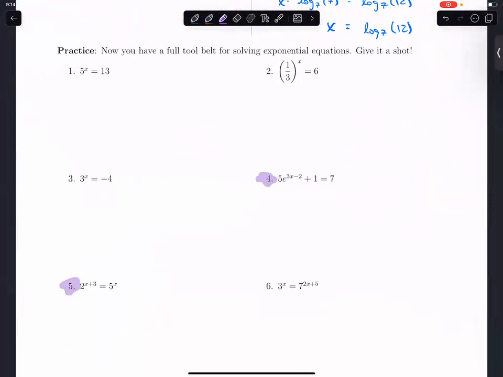Yeah, so you just type in log and then there's a little, or if you just hit the underscore.